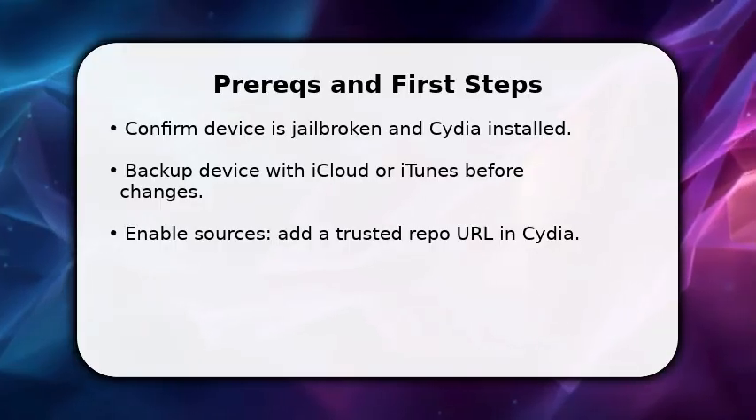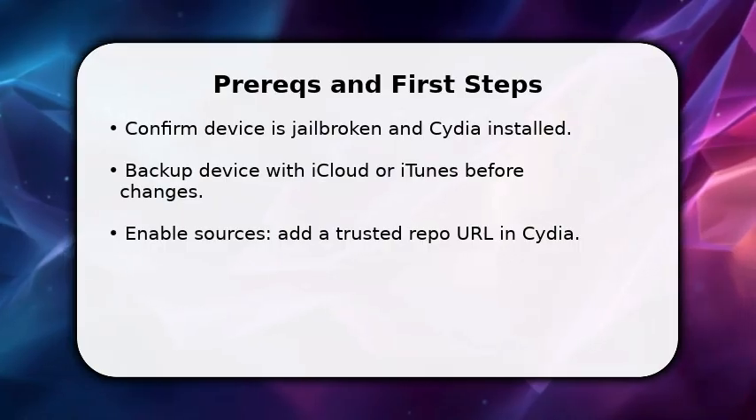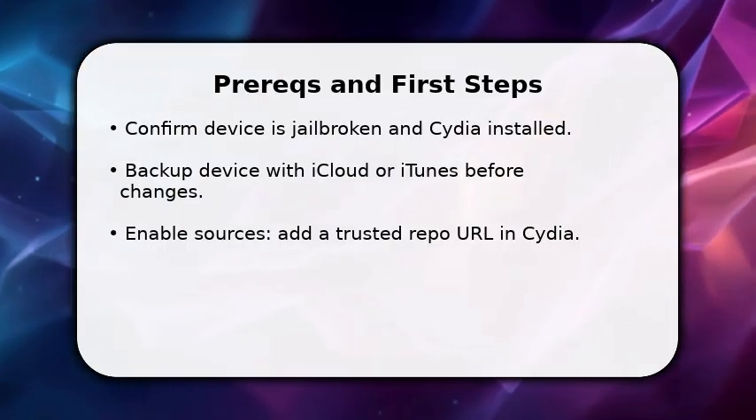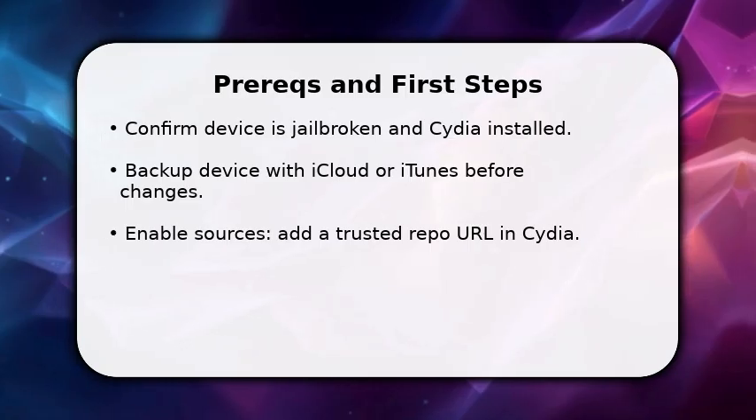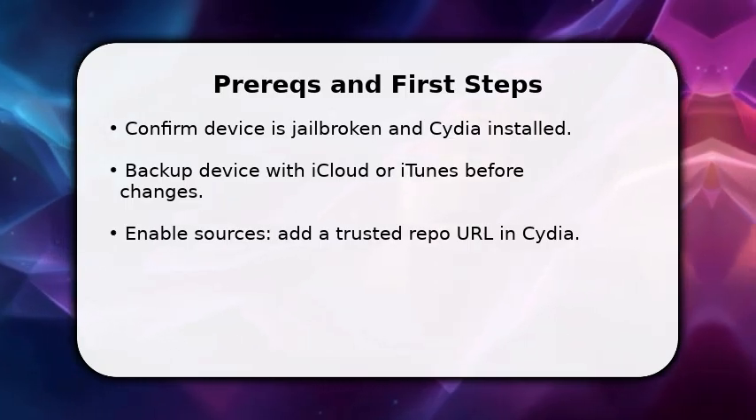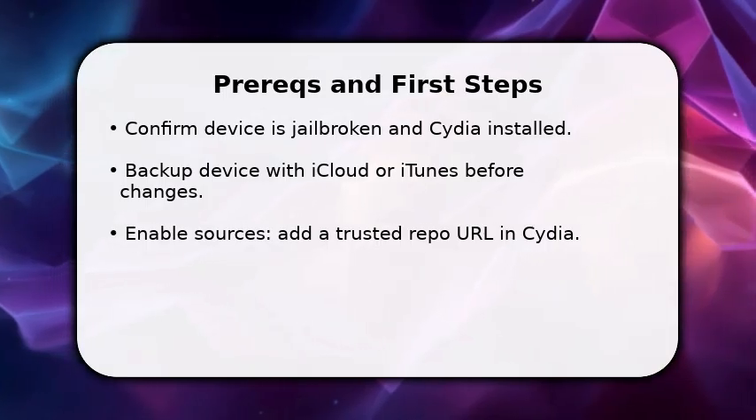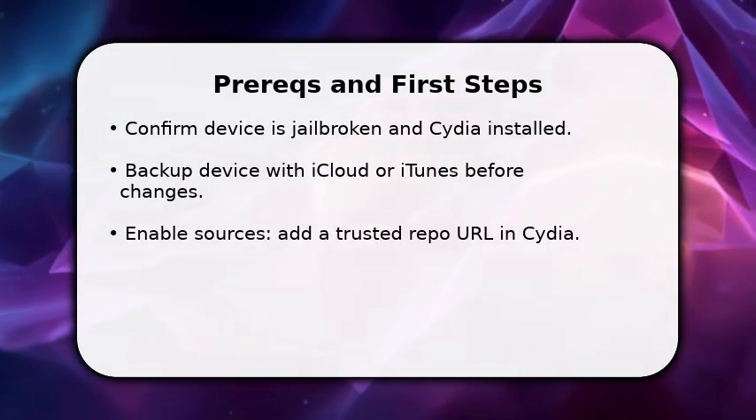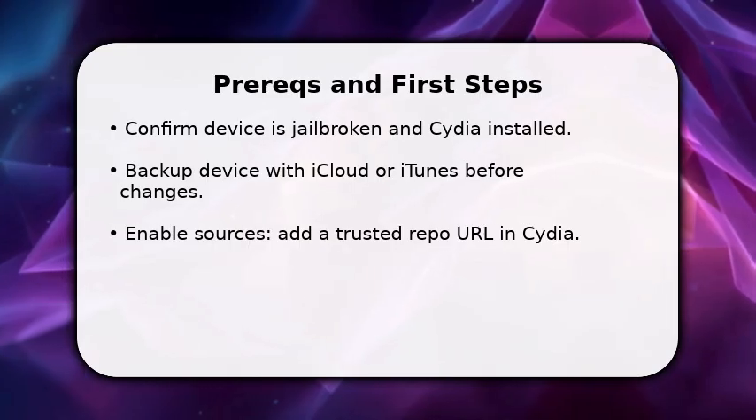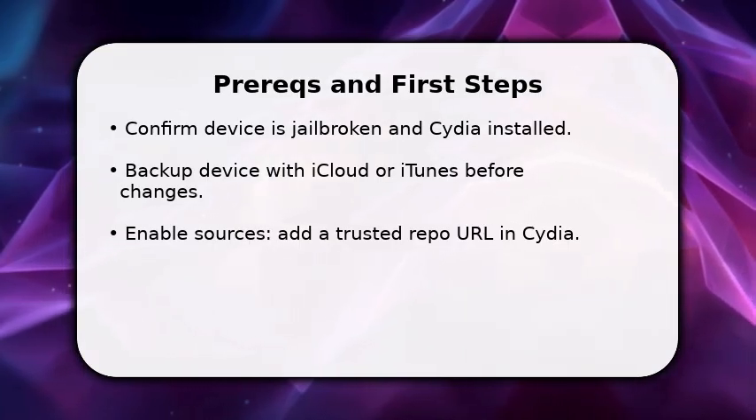You already have a jailbroken iPhone and Cydia installed. Start now by backing up your device to iCloud or iTunes so you can restore if needed. Next, open Cydia and add a trusted repository that hosts dynamic island tweaks. This is essential because stock Cydia repos may not carry the tweak.